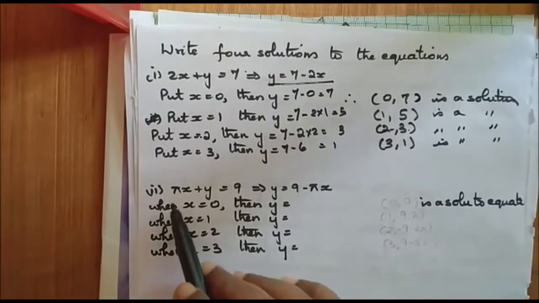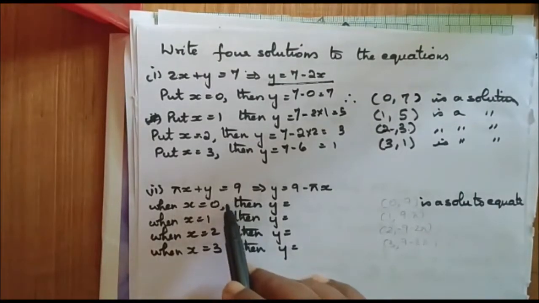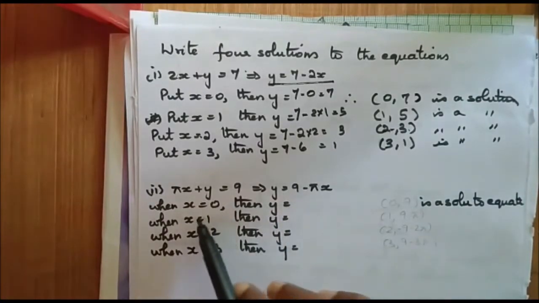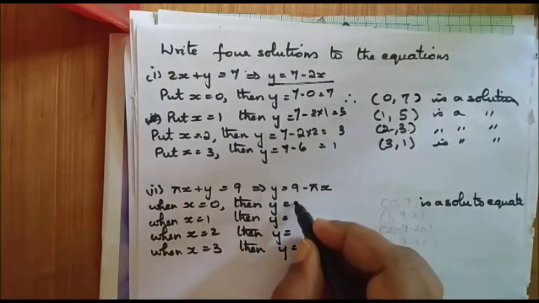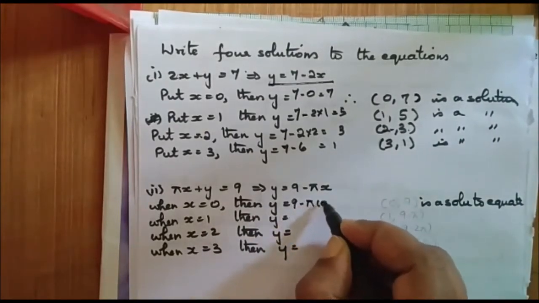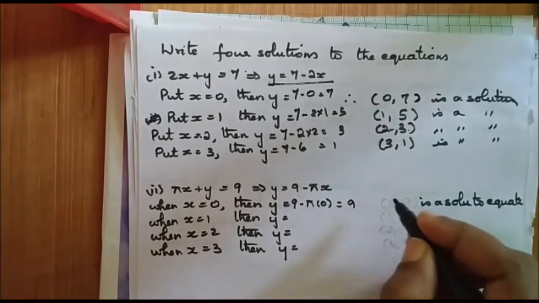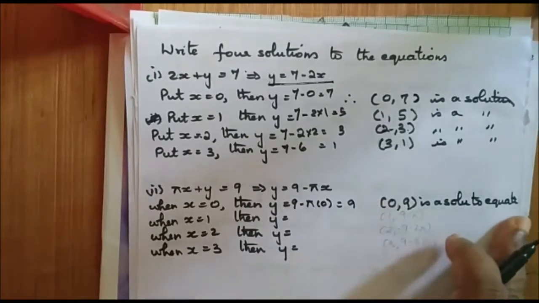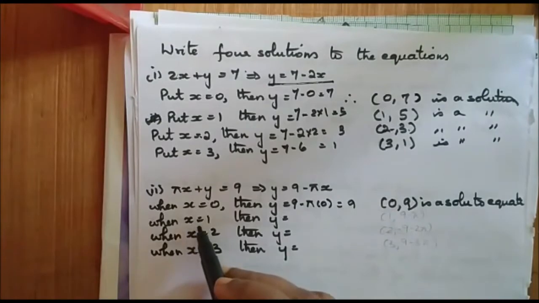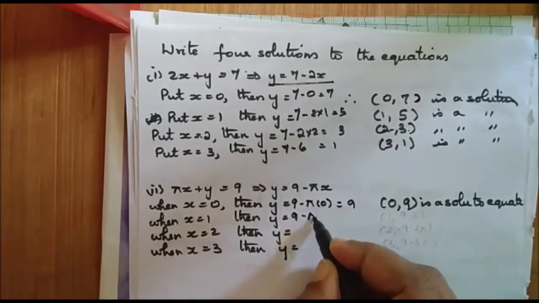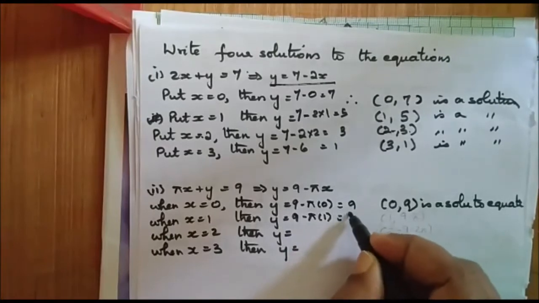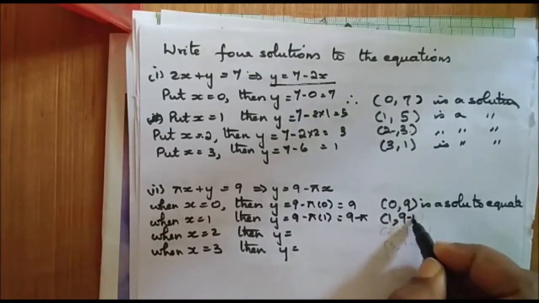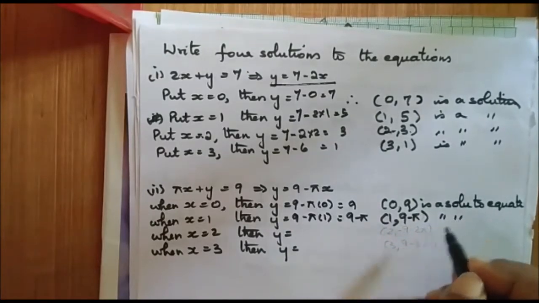Now we are given another equation, pi x plus y equals 9. This can be written as y equals 9 minus pi x. So let me assume x equals 0, it is 9 minus pi into 0, which is equal to 9. So when x is equal to 0, y is equal to 9 is a solution to the equation. Then I put x equals 1. I have 9 minus pi into 1, which is equal to 9 minus pi. So what is the other set? 1 comma 9 minus pi is a solution.